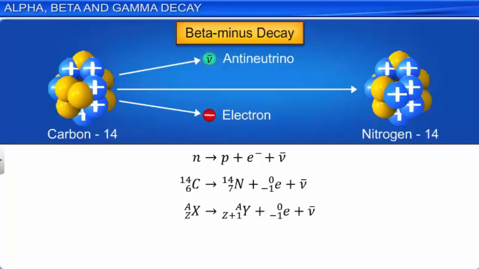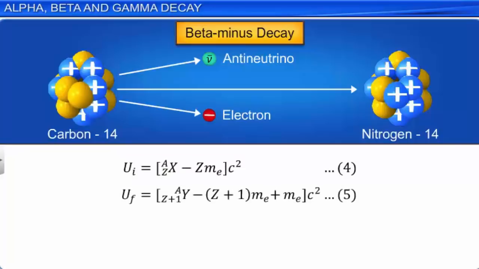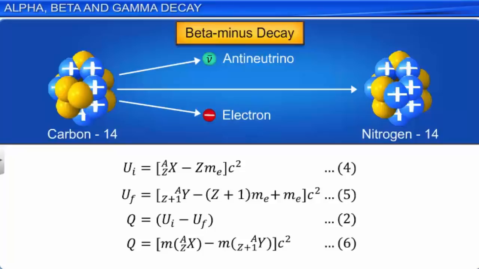Let us now calculate the Q value for the beta minus decay. The rest mass energy of the initial constituents is equal to Ui given by equation 4. The rest mass energy of the final products is equal to Uf given by equation 5. Then, the Q value of the reaction will be Ui minus Uf. The Q value can be obtained by substituting the values of Ui and Uf. Let this be equation 6. Because of the large mass, the daughter nucleus formed does not share an appreciable part of the kinetic energy. Thus, the energy Q is shared by the antineutrino and the beta particle.